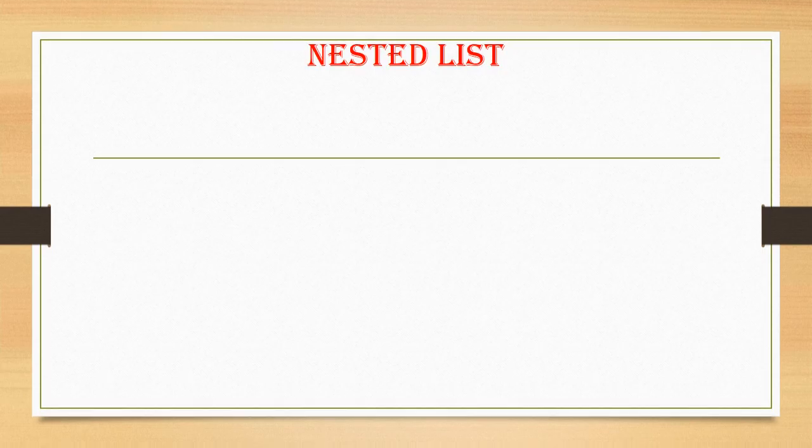Now the nested list. What is a nested list? It is a list within a list. A list within a list is called a nested list. That means we can have an ordered list inside an unordered list, or an unordered list inside an ordered list. A type of list is there within another list. So that's what we are going to discuss next.